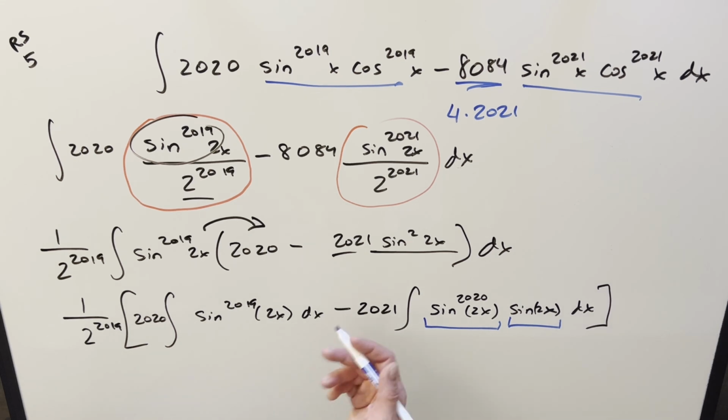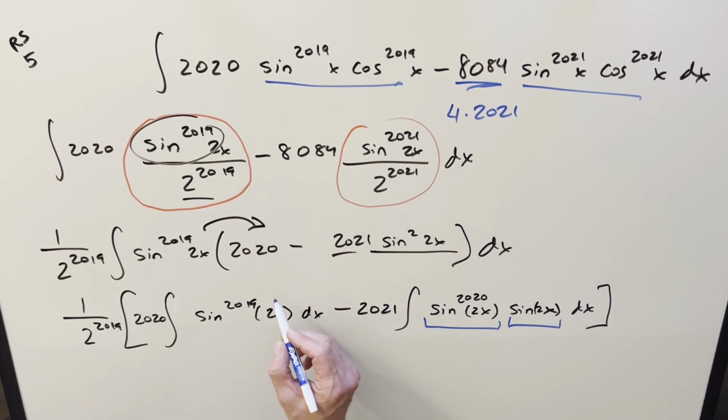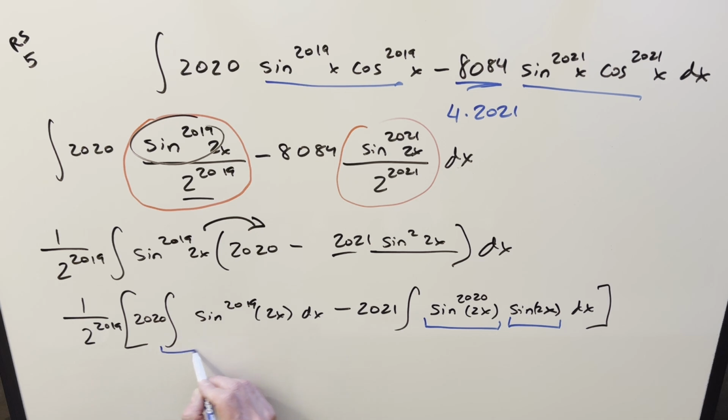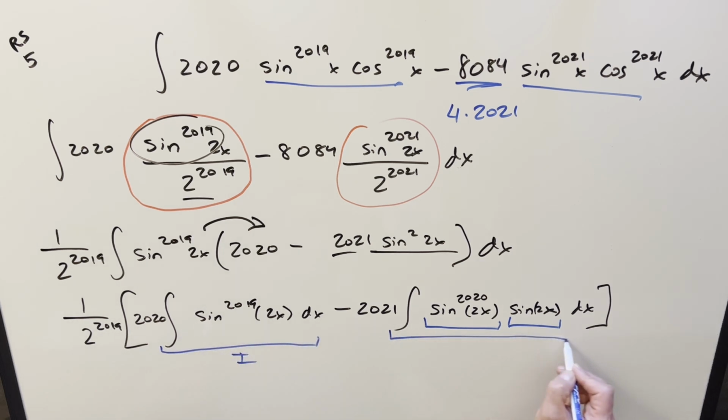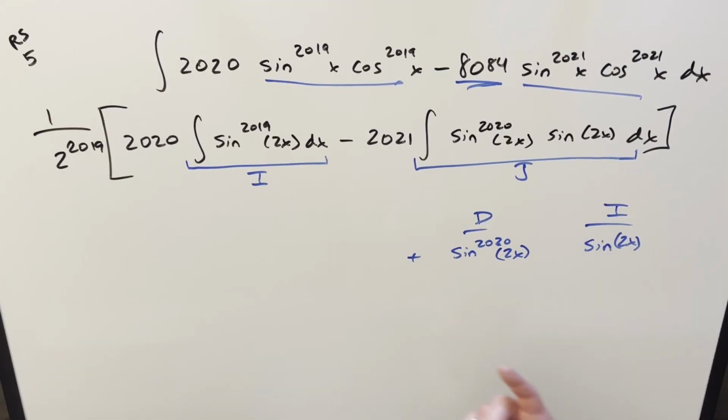So I'm going to clean it up and move this stuff to the top of the board, but I'm going to put some labels first. I'm going to call this integral here I, and we'll call this integral here J, just for convenience to keep track of what's going on. Okay, for integration by parts, we'll do this using the DI method or tabular integration over here. It was an easy choice. I want to differentiate sine to the 2020 of 2x, because this one's going to be hard to integrate, but we can integrate sine 2x.